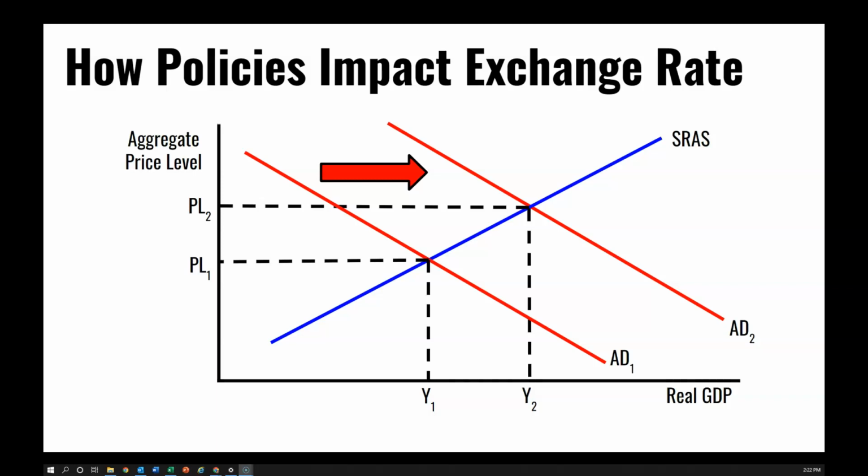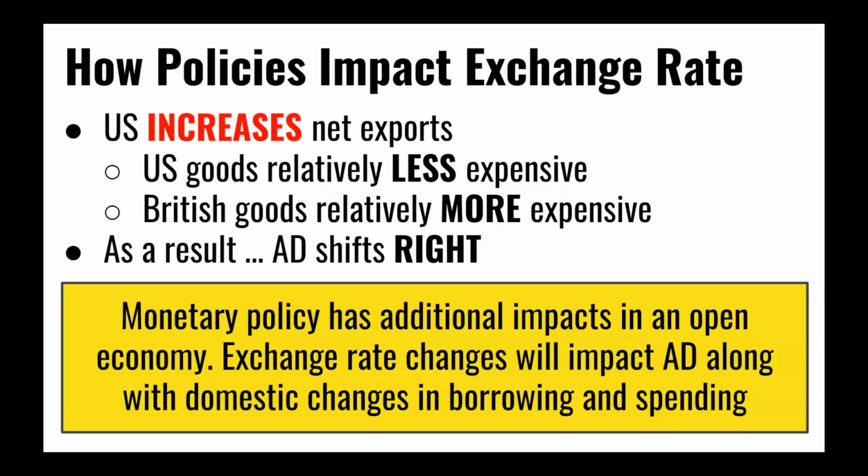So the conclusion to draw from all of this is rather simple, and that is that monetary policy has additional impacts in an open economy. Monetary policy is even more powerful than we realized when we were doing just closed economies. That change in the exchange rate affects aggregate demand just as much as the change in interest rates did, and has that compounding effect in the overall output of an economy.